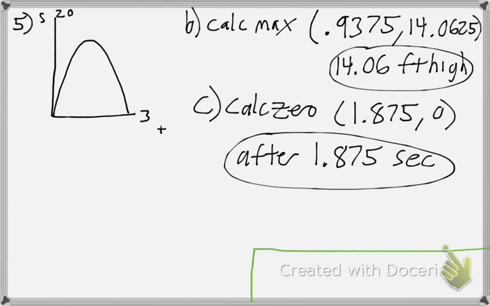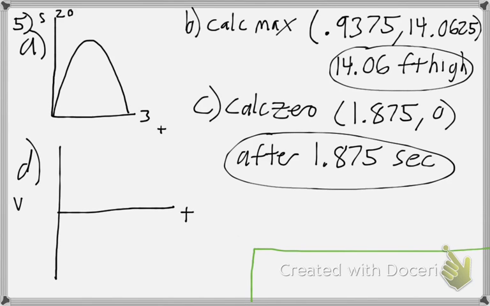And then lastly, so this was part A. Lastly, for part D, it says, sketch the graph of the velocity of the rock versus time. So this is going to be another one of those corresponding velocity graphs. And I know I'm going to start out positive up here.